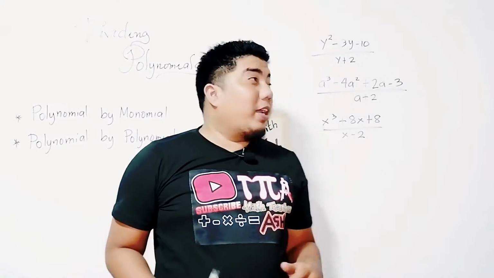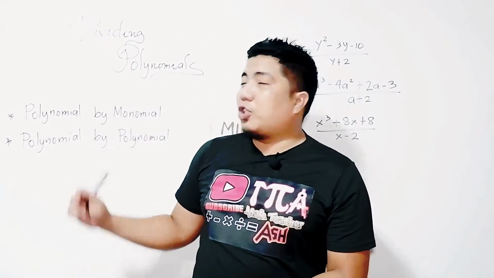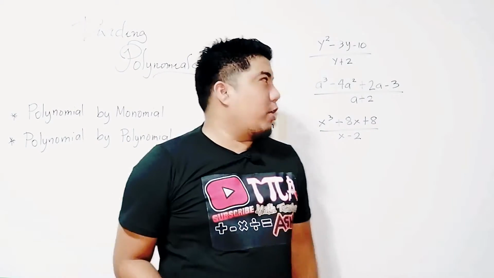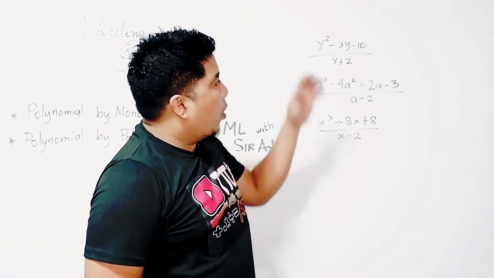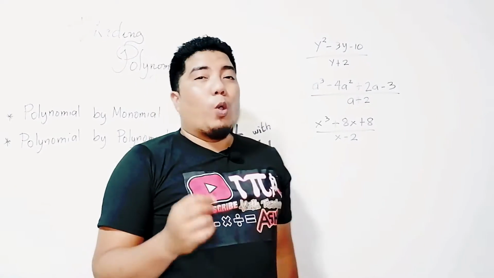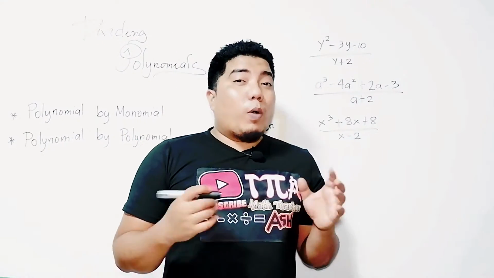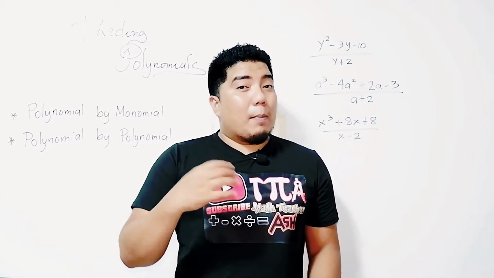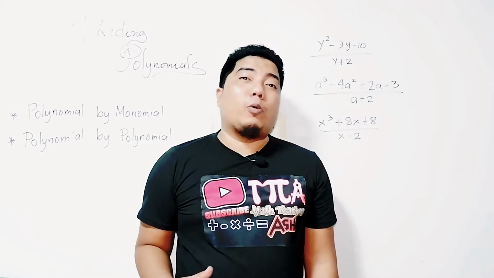Okay, math learners, we are here in our second half of the discussion for dividing polynomials. Dividing a polynomial by a polynomial. We have here the first example: y squared minus 3y minus 10 divided by y plus 2. Now, what are the things to consider if your divisor is a binomial, or not a monomial?